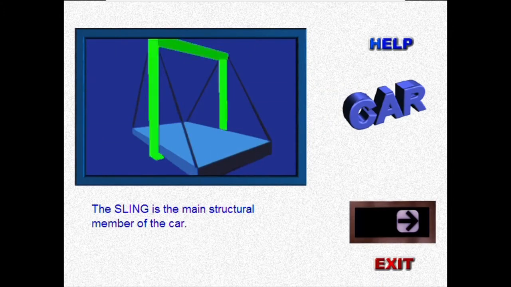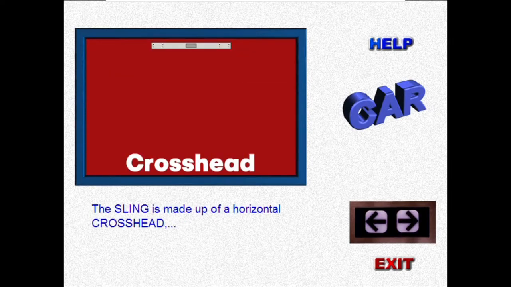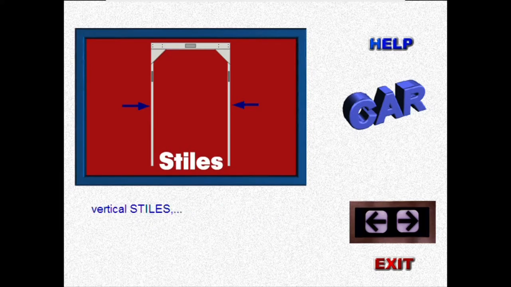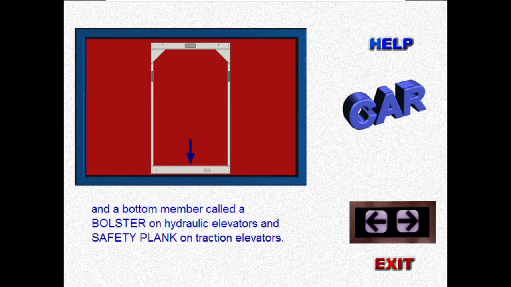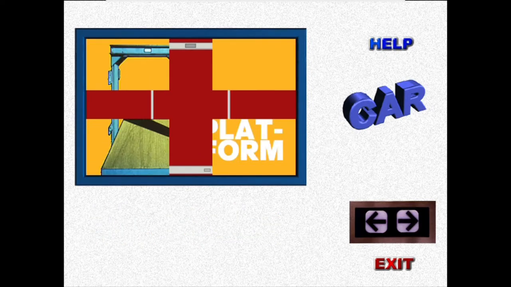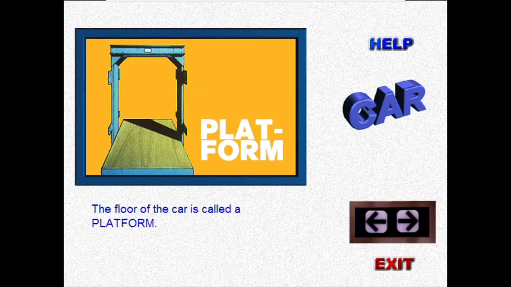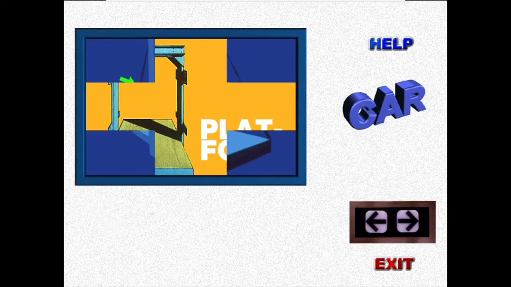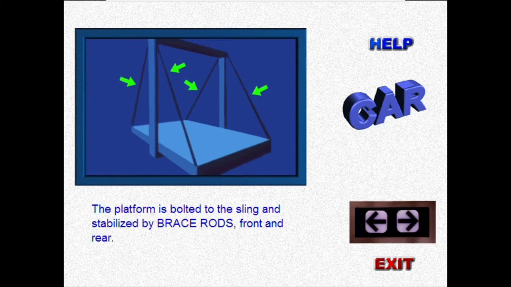The sling is the main structural member of the car. The sling is made up of a horizontal crosshead, vertical stiles, and a bottom member called a bolster on hydraulic elevators and safety plank on traction elevators. The floor of the car is called a platform. The platform is bolted to the sling and stabilized by brace rods front and rear.